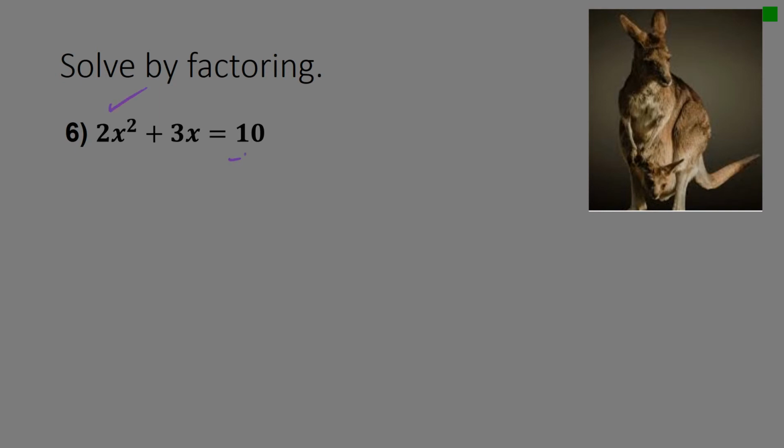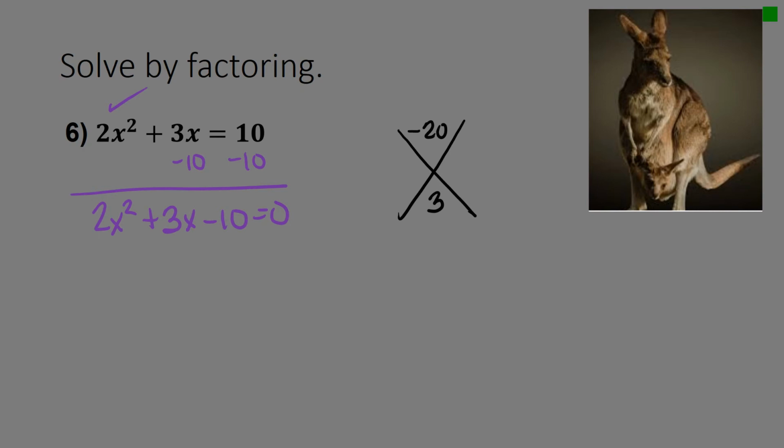This is positive, so we're going to move this 10 over to the other side by subtracting 10. So I'm going to keep my 2x squared. I've got 3x, and I've got minus 10. I cannot combine them because one's positive and one's negative. So 2 times negative 10 is negative 20. I'm looking for the factors of negative 20 that add up to 3. So I've got 1 and 20, 2 and 10, 4 and 5. I don't see the answer. What did I do wrong? Negative 20 adds up to 3. It doesn't. So we're going to skip this.